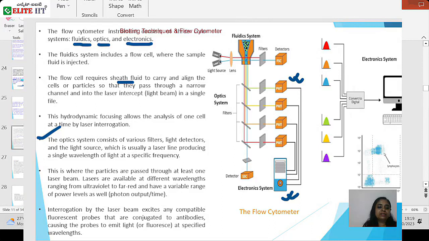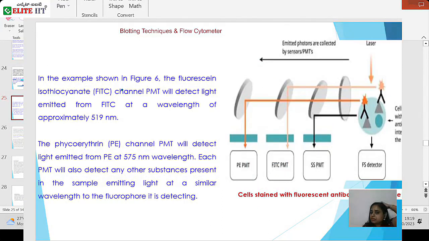Next part, let's see what it is. Now, what are the examples of fluorescent compound? Again it is given. In the example shown in figure 6, the fluorescein isothiocyanate, FITC. I have given the example. FITC is the fluorescent compound. So the fluorescein isothiocyanate channel PMT will detect light emitted from FITC at a wavelength of approximately 519.